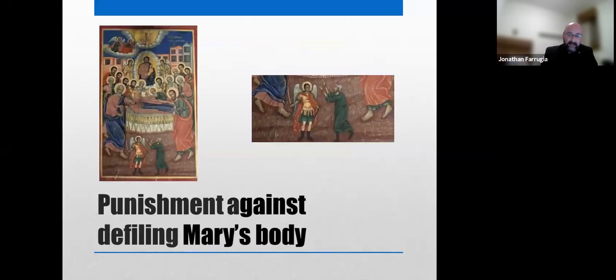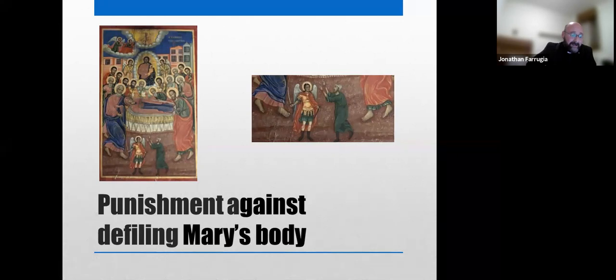Okay, and you can see this in another icon. I have zoomed in on the small part. As you can see, there is Mary dead and the apostles all around her. Then there is Jesus with a baby in his hands. The baby represents the soul of Mary. And underneath you can see that very small Jew trying to touch the stretcher and an angel right in front of him. And in the zoomed picture, you'll see that the hands are literally cut off. The angel gave him a good hit with that sword, and the hands obviously went off.